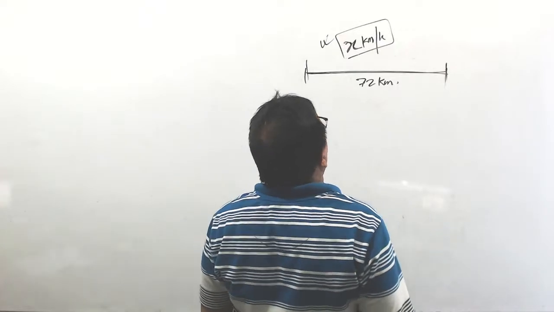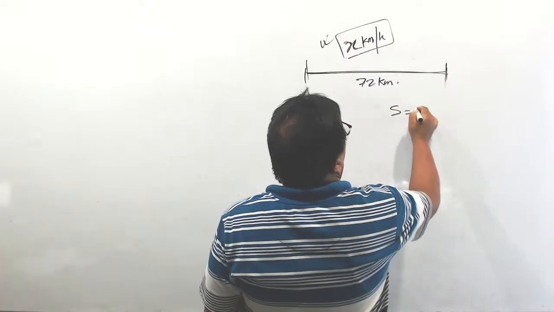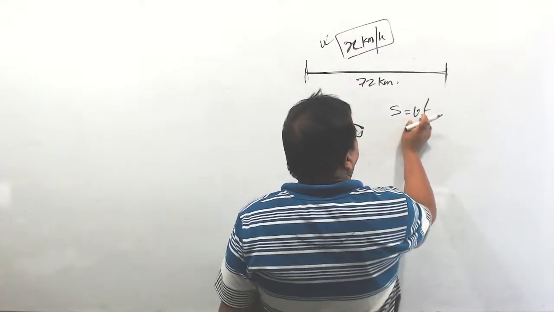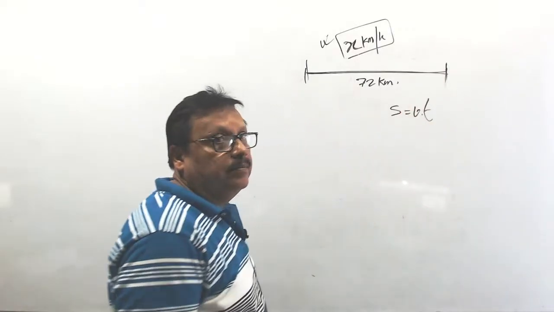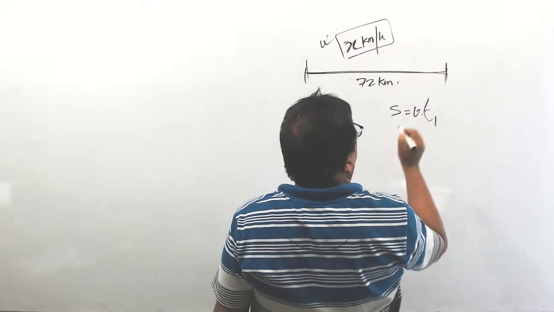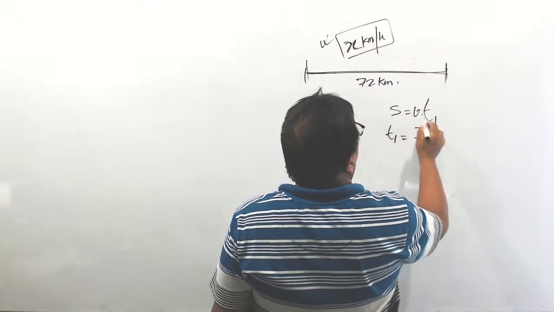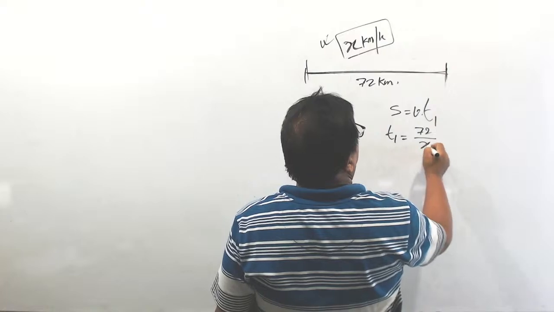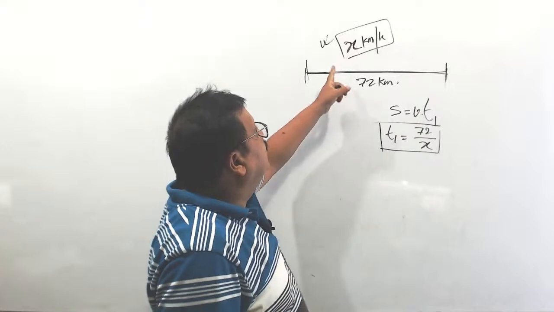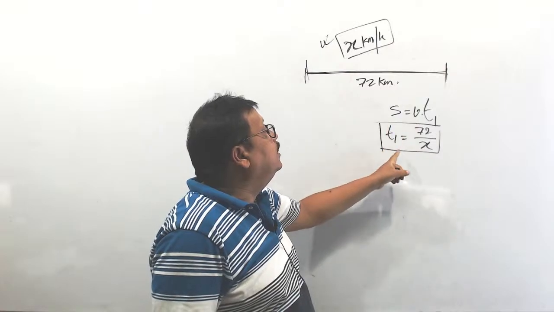How much time? The formula is S = Vt, where S means distance, V means speed, and T means time. So if the car takes time T1, then S is the distance, 72, and V is the speed. This is the first case: in T1 time, the car can travel the 72 kilometers.